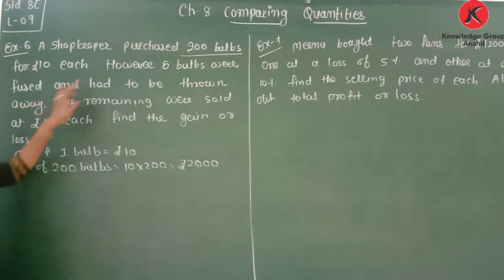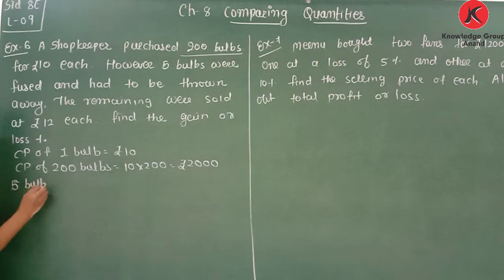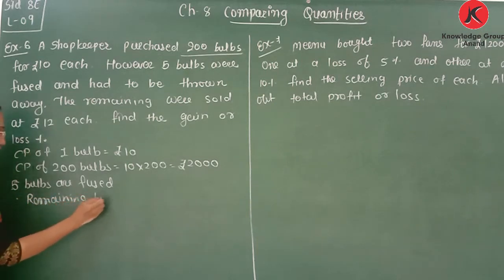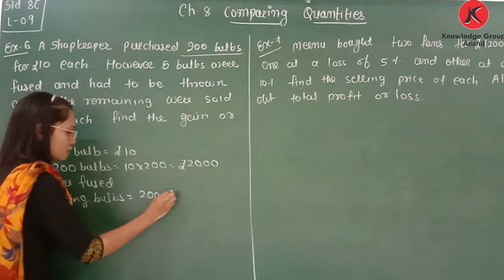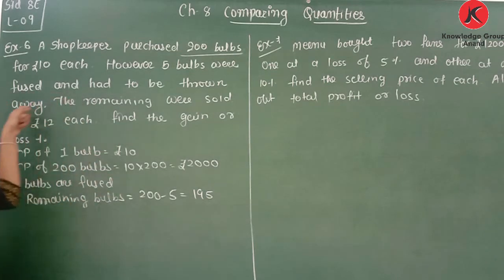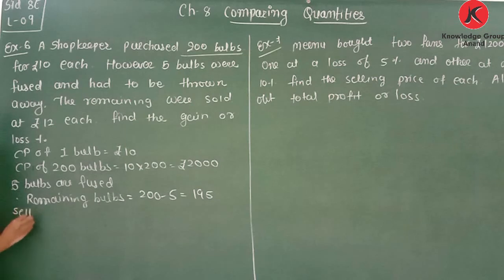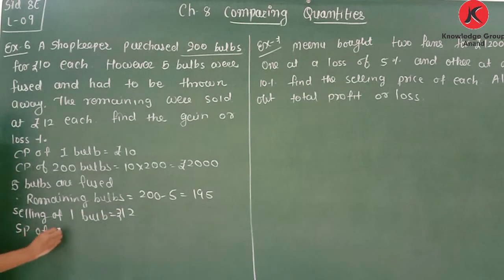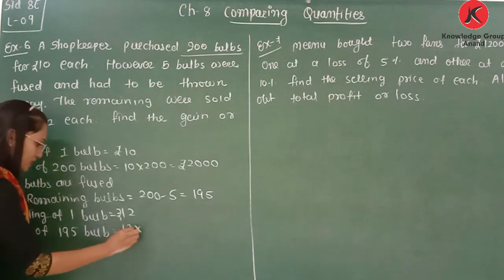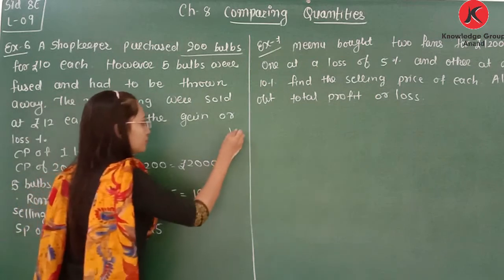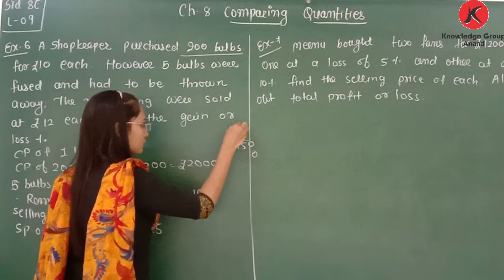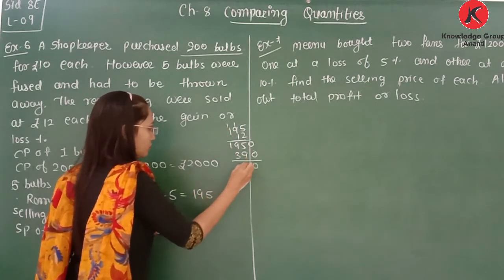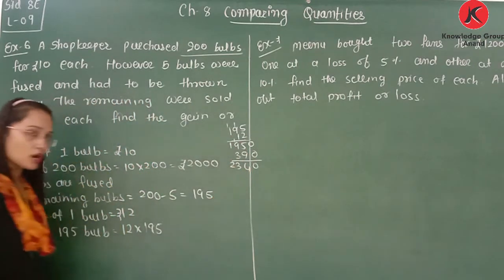But from 200 bulbs, 5 bulbs are fused and are thrown away. So the remaining bulbs are 200 minus 5, that is 195. Now the selling price of 1 bulb is 12 rupees. So SP of 195 bulbs will be 12 multiplied by 195. Multiplying 195 with 12, we get 2340.